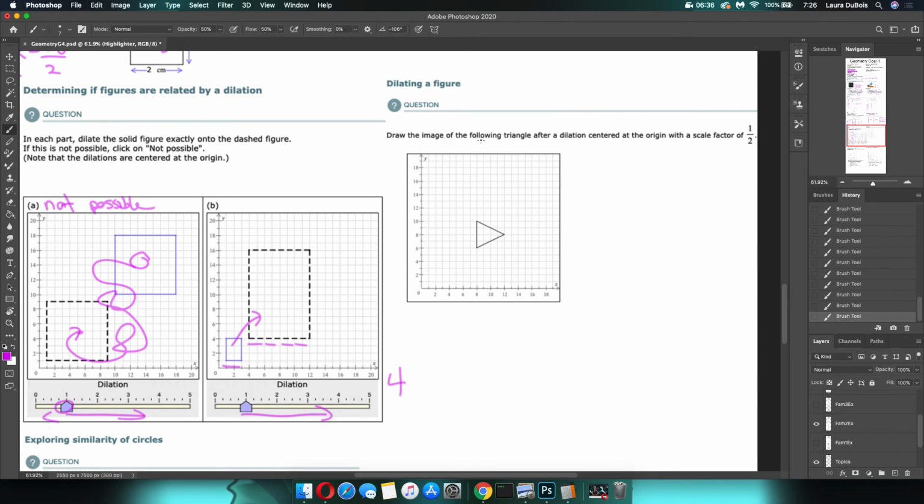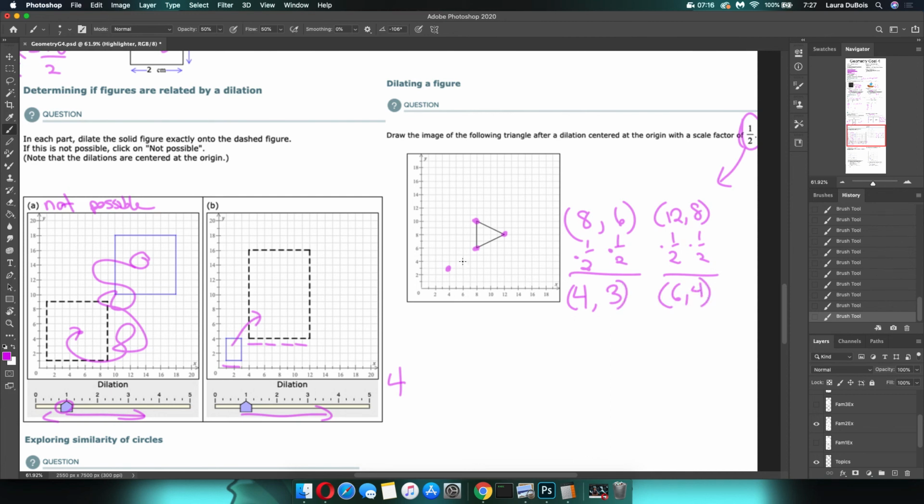Next one, same idea over here. Draw the image of the following triangle after a dilation centered at the origin with a scale factor of 1/2. What that means is you are going to be taking each coordinate here. So let's go through them. This is 8, 6. We're going to multiply it by 1/2, so our new coordinate is going to be 4, 3. Next coordinate is going to be 12, 8. 12, 8 times 1/2, so our new coordinate is going to be 6, 4.